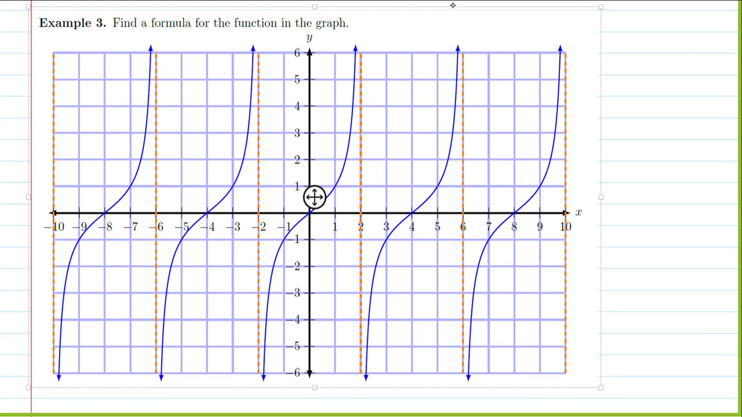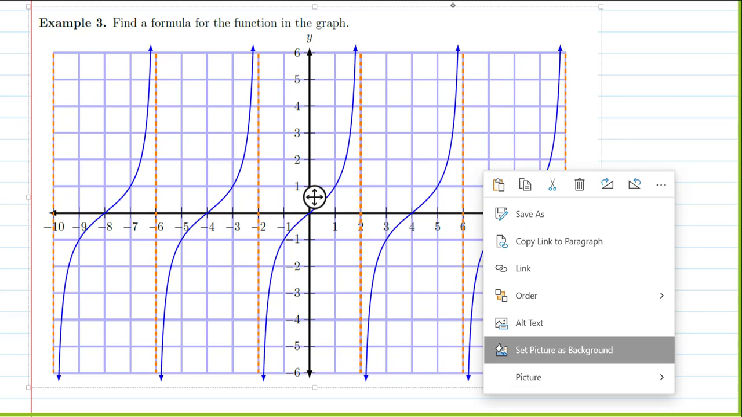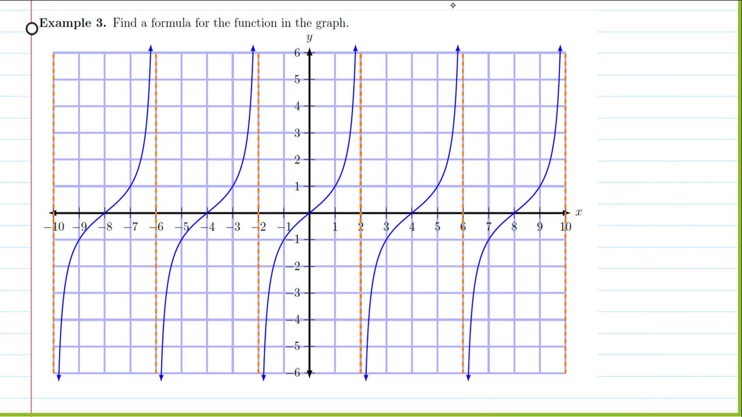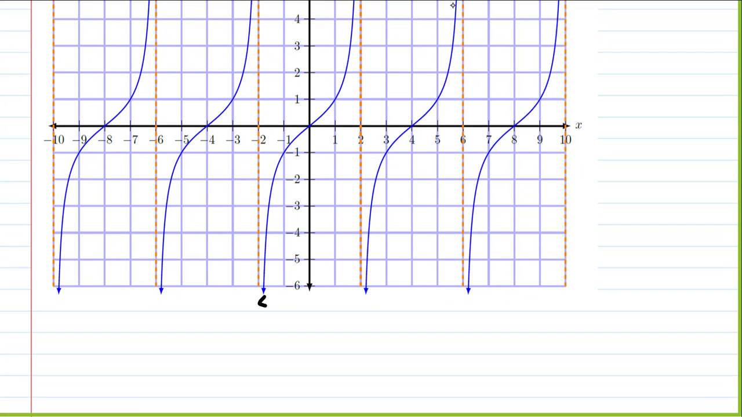Find a formula for the function in the graph. Okay, so we've got our vertical asymptotes, and we've got our function looking something like this. So our period is going to be 4, and it doesn't look like we have any vertical or horizontal shifting.